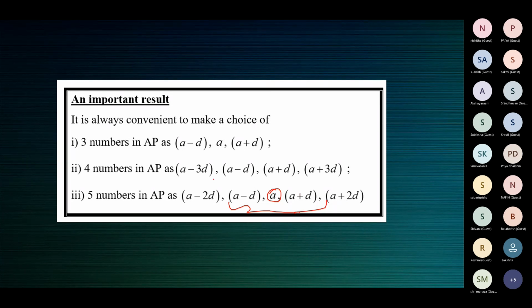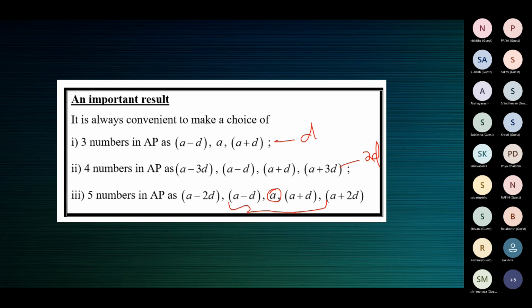If you want to find 4 numbers in AP, there's no A here at all. It will be A minus 3D, A minus D, A plus D, A plus 3D. Here you can check the common difference is 2D. Please check, the common difference is 2D.